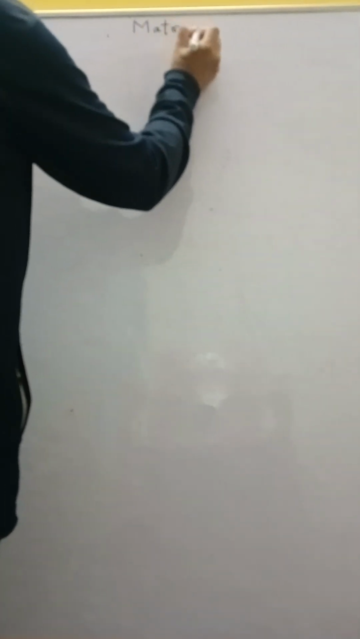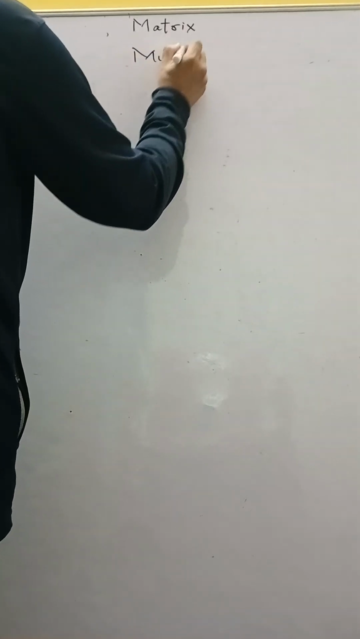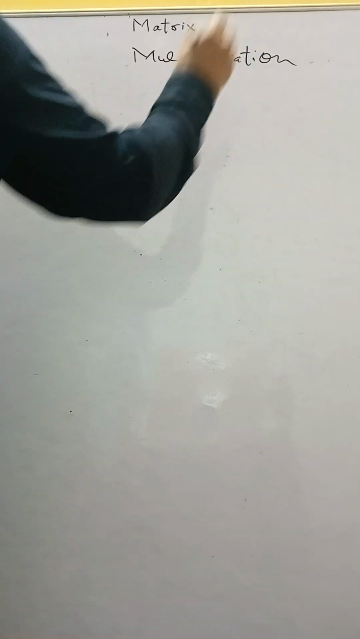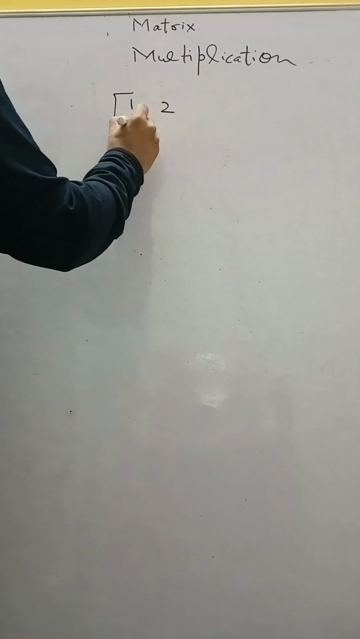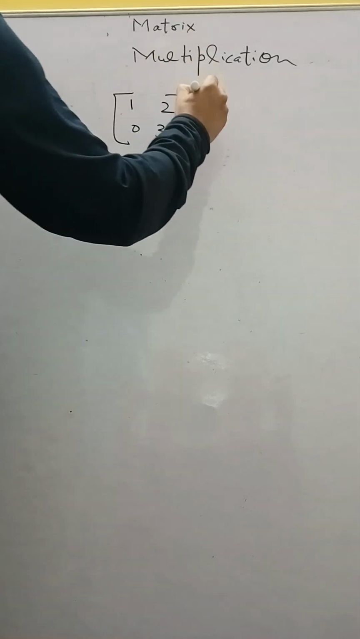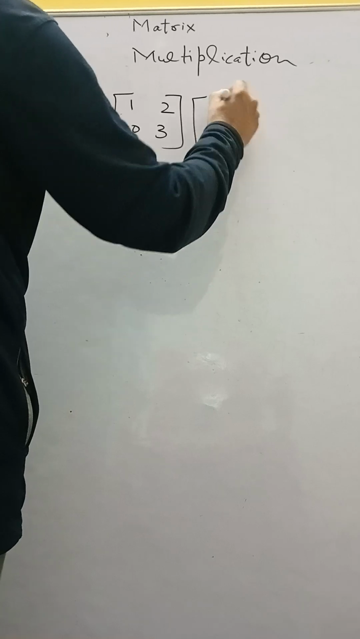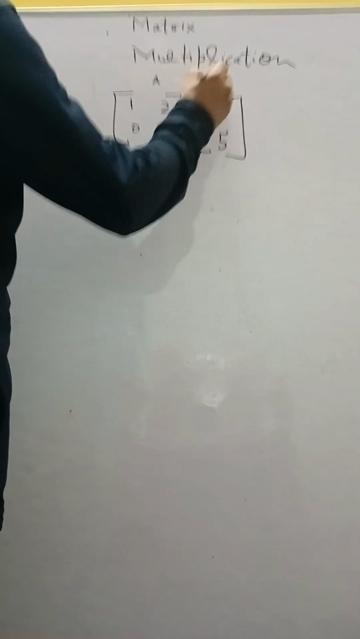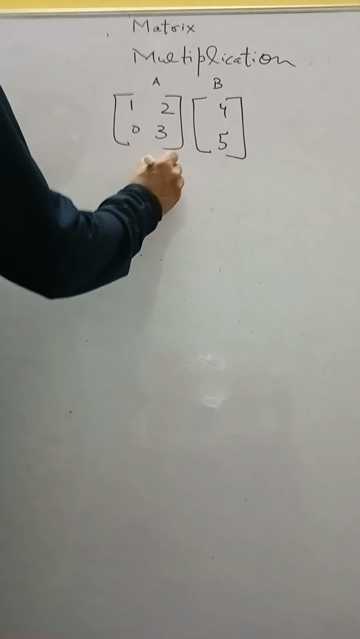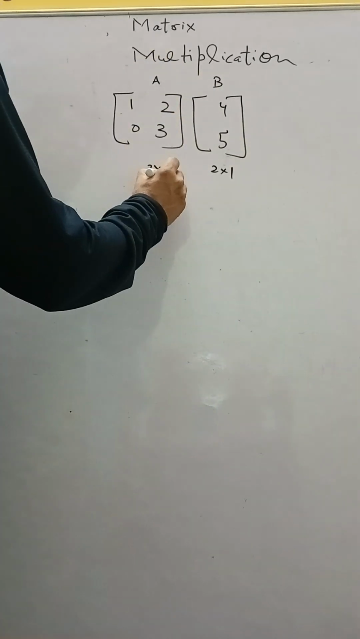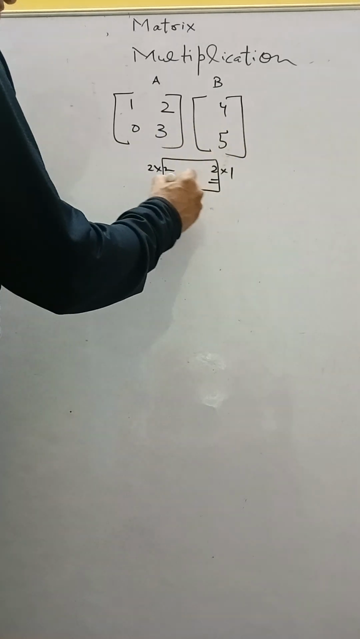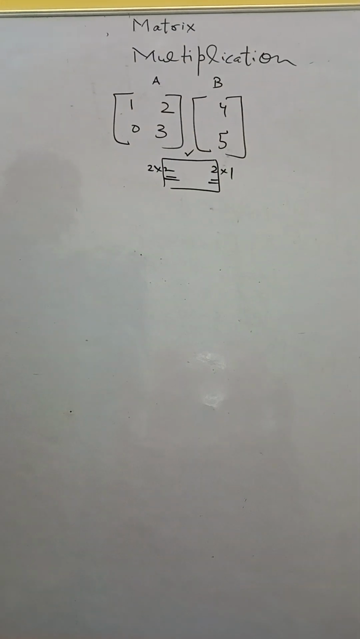Let us understand matrix multiplication. Suppose this is one matrix, 1, 2, 0, 3, and I'm going to multiply it by this matrix, 4, 5. First we need to check whether the multiplication is going to be possible or not. This matrix is A and this is B. The order of A is 2 by 2. The order of B is 2 by 1. The column of the first is equal to the row of the second. That means yes, matrix multiplication is possible.